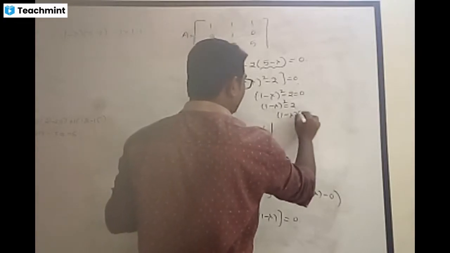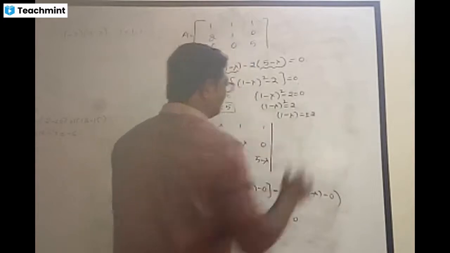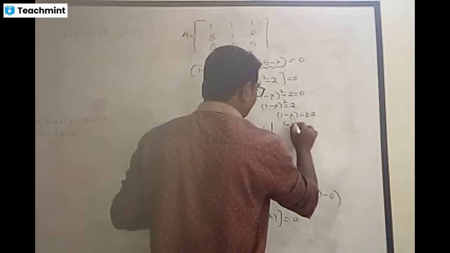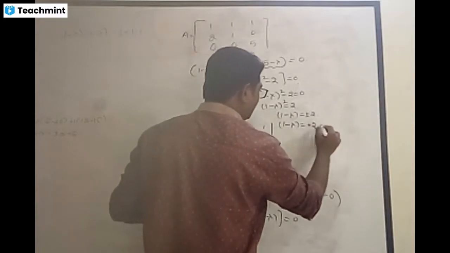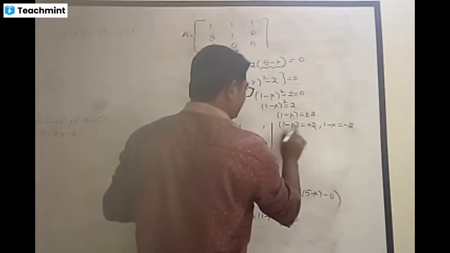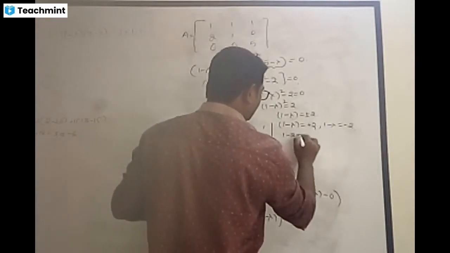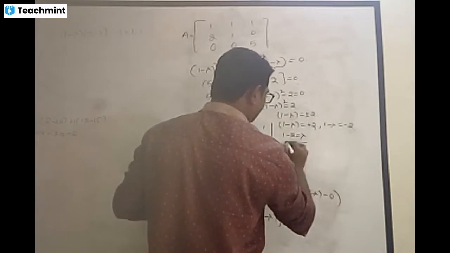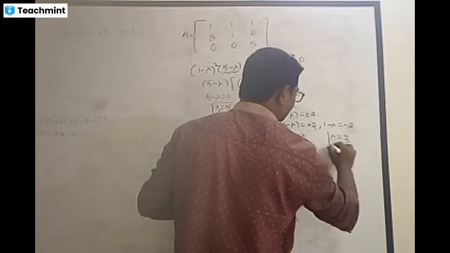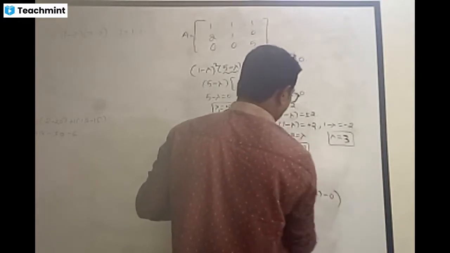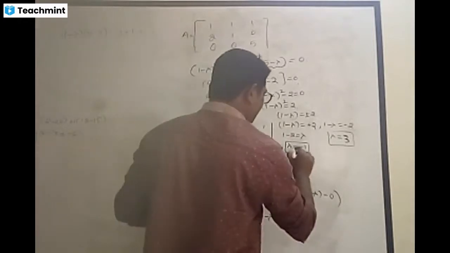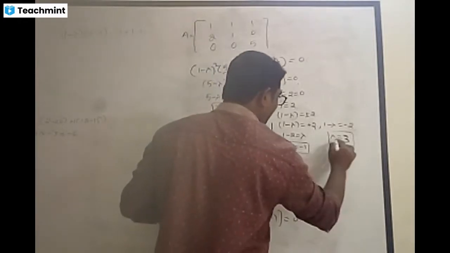1 minus lambda equals plus or minus root 2. Remember, taking the square root gives plus or minus. Take the plus value and the minus value. 1 minus lambda equals minus root 2, so lambda equals 1 plus root 2. Next, 1 minus lambda equals root 2, so lambda equals 1 minus root 2. So we get lambda 1 equals 5, lambda 2 and lambda 3.